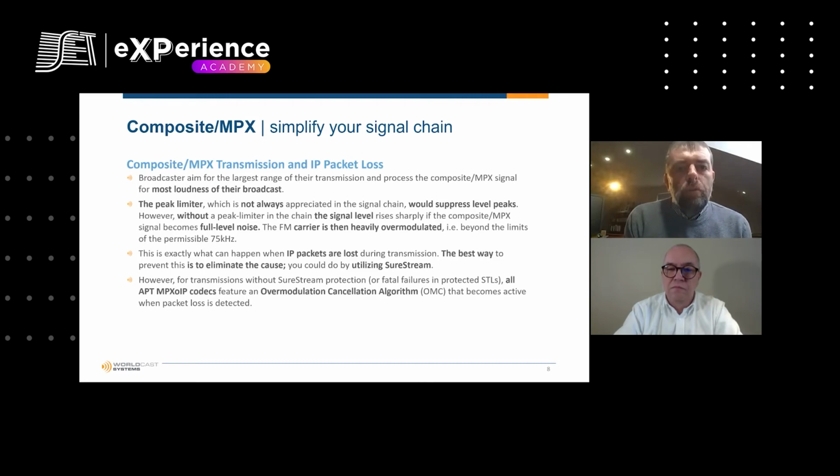So the other consideration with composite MPX is packet loss, and we have quite an undesirable artifact. With IP audio, your data stream, be it audio or MPX composite, is packetized, and if you lose some of those packets on the transmission link, in terms of MPX composite, that will give a very unwanted phenomenon, which is overmodulation.